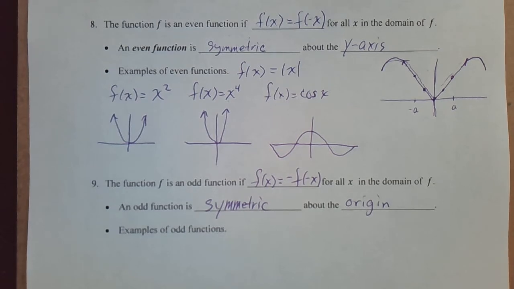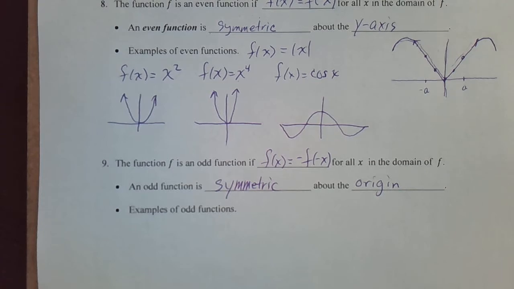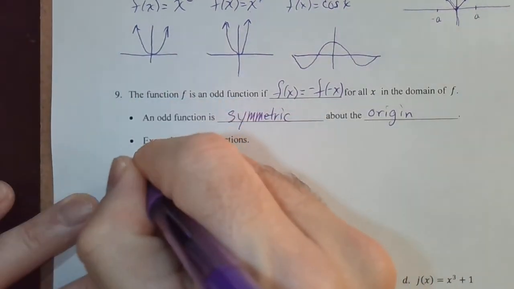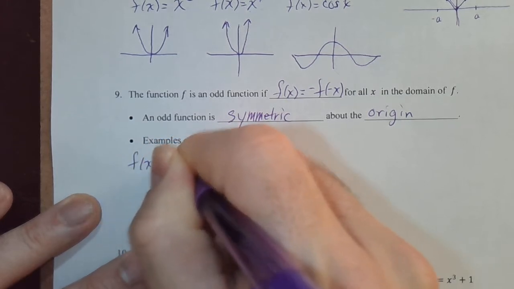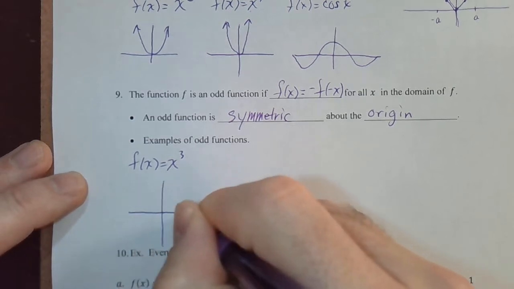So let's do some examples first. Let's do one, f of x equals x cubed. x cubed looks something like this.